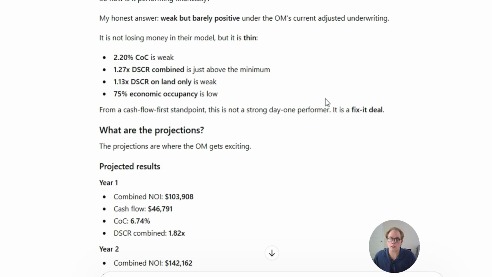They also get in and say, okay, it is not losing money in their model, but it is thin, okay? It's a 2.2% cash on cash, which is definitely weak, right? So it sets up your KPIs in there.